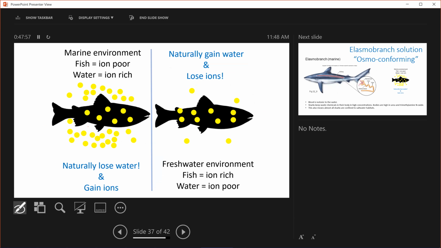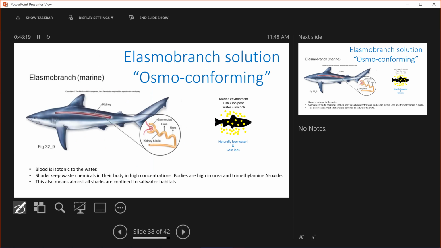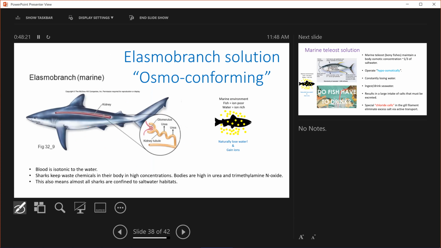So a basic problem for fishes, in our last 2 minutes here, is that fishes are constantly wrestling with ion balance. In a marine environment, which is analogous to being in a terrestrial environment, they tend to get dehydrated because, in the marine environment, water is going to move towards equilibrium. They're going to lose water and gain ions. Opposite problem in freshwater. They tend to fill up with fresh water. The solution for sharks is to be osmoconforming.